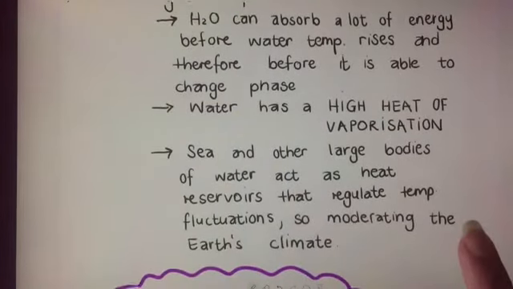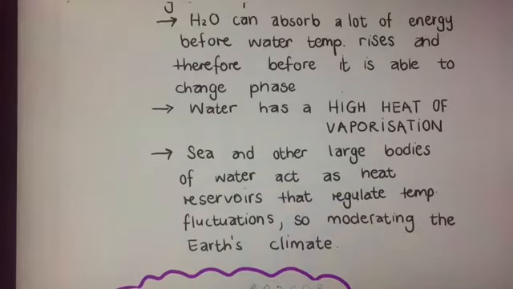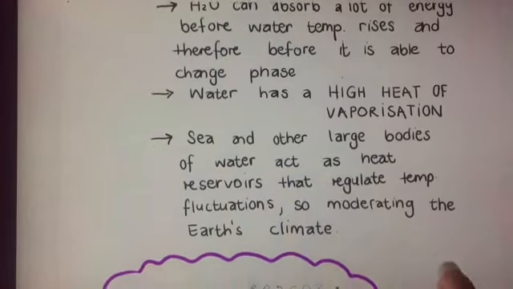And this is also very important because this means that the sea and other large bodies of water act as heat reservoirs that regulate temperature fluctuations, and in this way they help to moderate the climate that we have here on Earth. So hopefully, as you can see, the unique chemistry of water makes life on Earth possible.